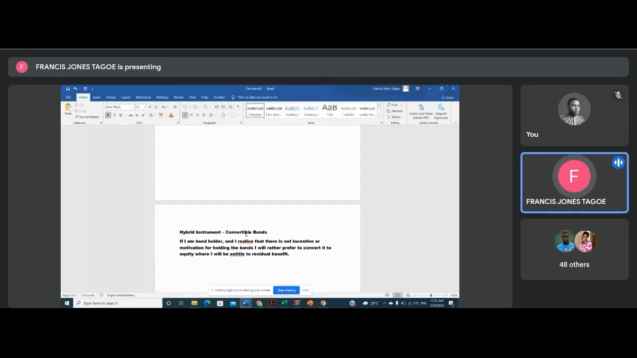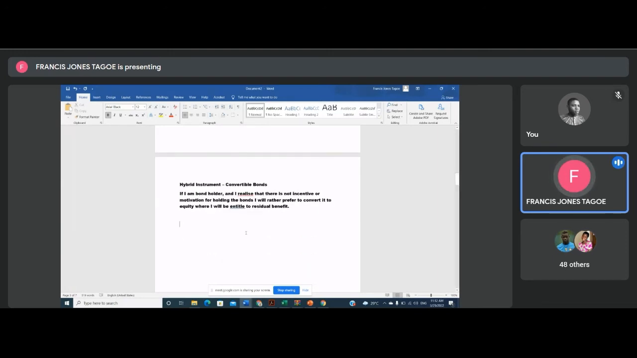So for instance, if I lend to an institution with a convertible bond instrument. At this point, everybody knows what a convertible bond is. This is not the time to come and teach you business finance. Convertible bonds are bonds that can be converted to equity at some point in the future, or even a different class of bonds in the future.